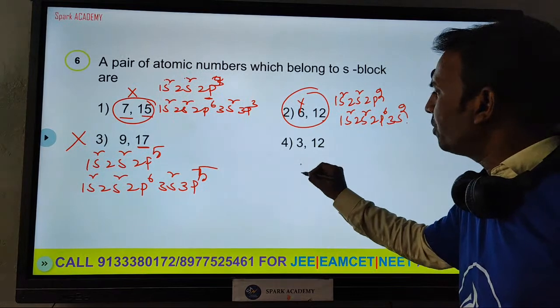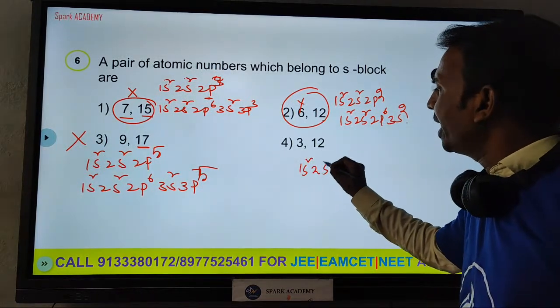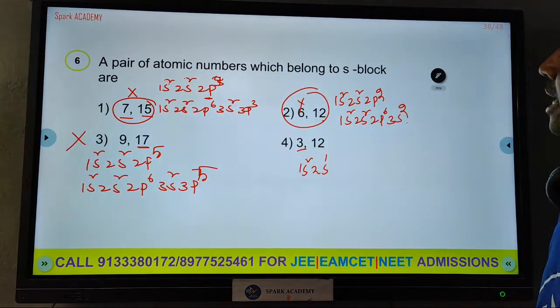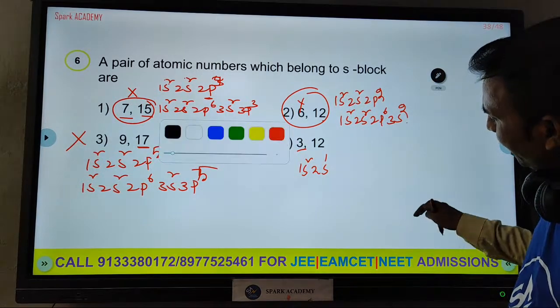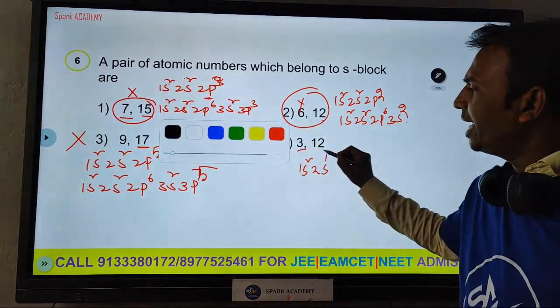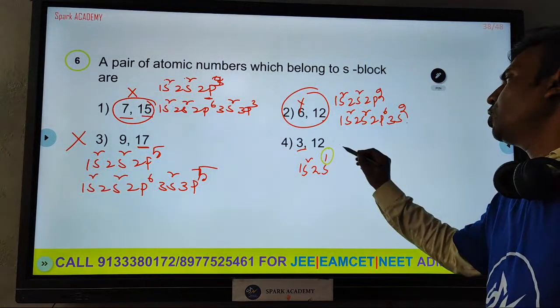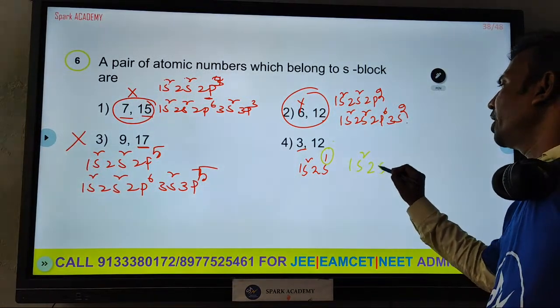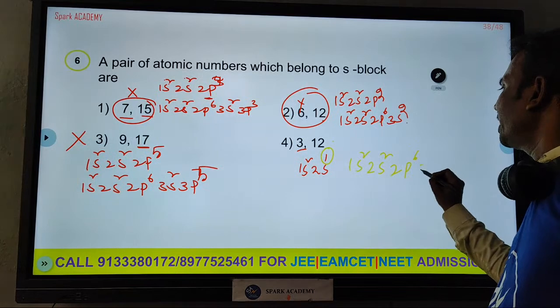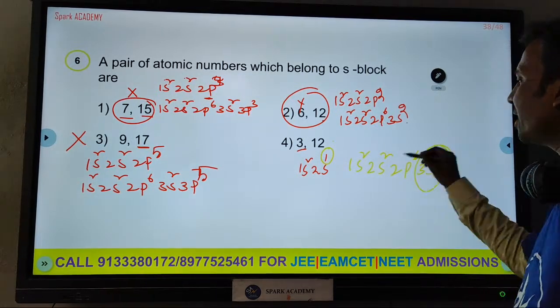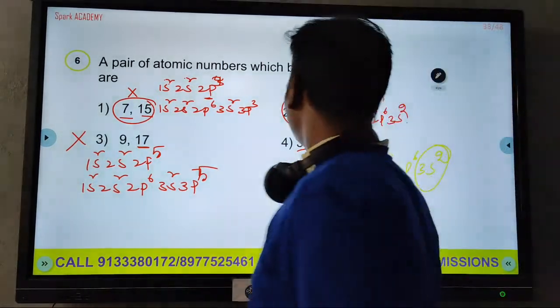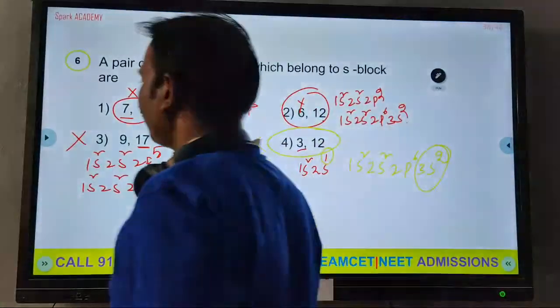3, 12 maybe, because here 1s2, 2s1. Yes, it is an s block element, because the differentiating electron, the last electron, enters into the s orbital. What about 12? 1s2, 2s2, 2p6, 3s2, yes, correct. So the last electron enters into the s orbital. So both, option number 4.